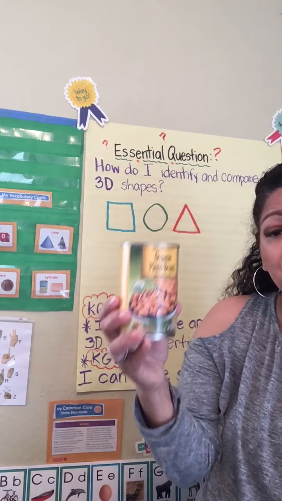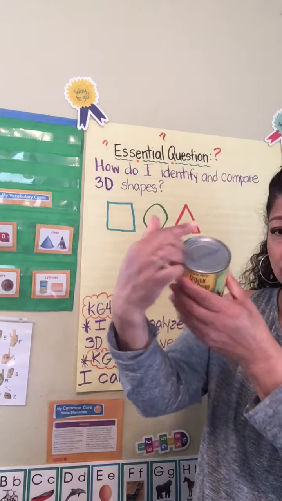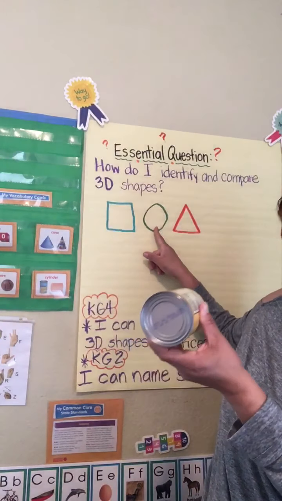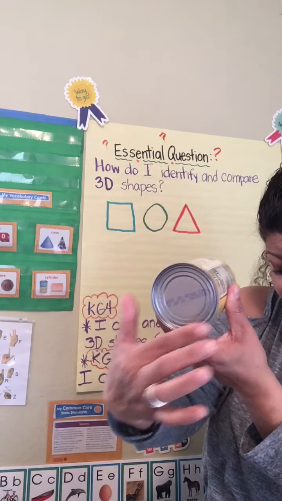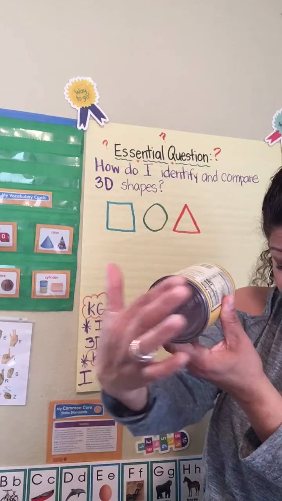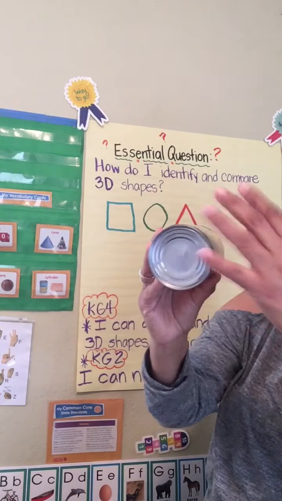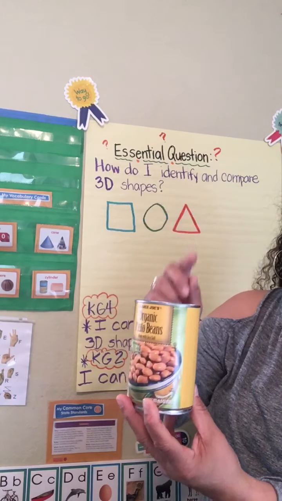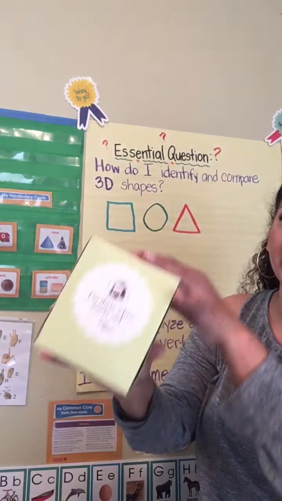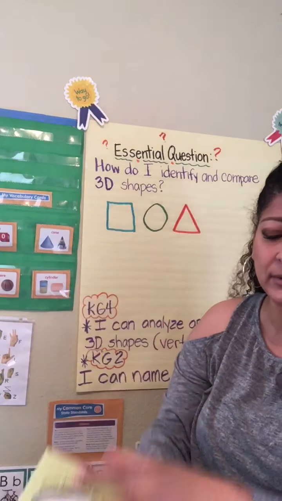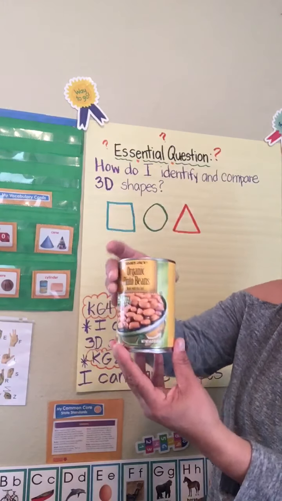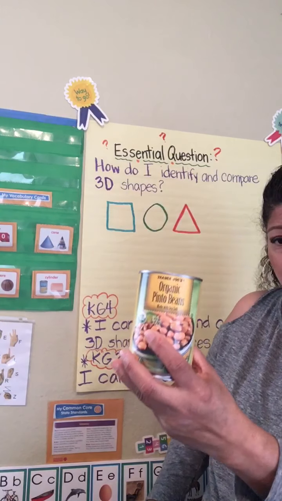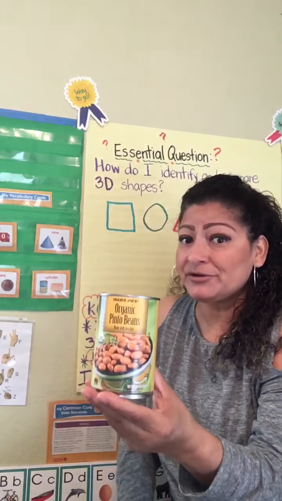So this is a cylinder. What kind of flat surfaces do we see? Circular surfaces. Two of them, two faces. Circular face. One, two. Does it have any vertices? No. Do you see edges like the cube? Let's see. Do you see edges? No.